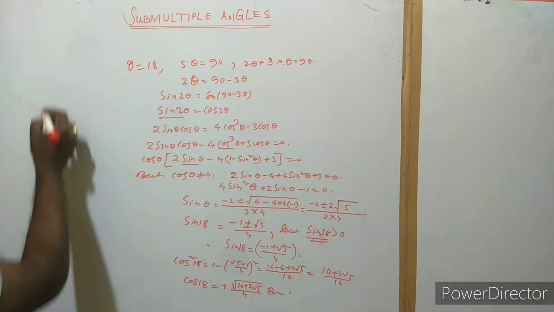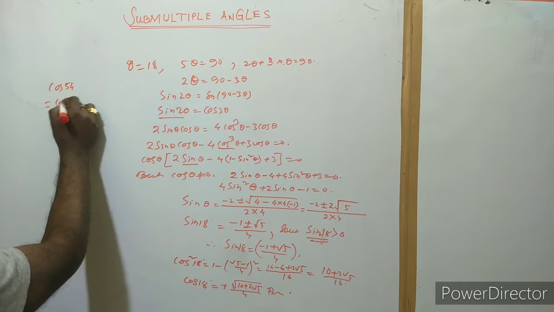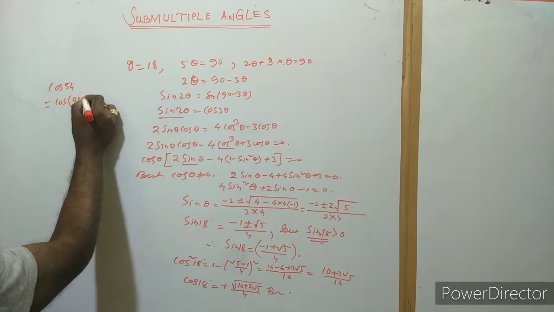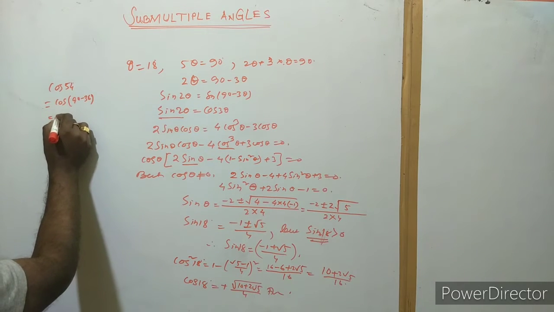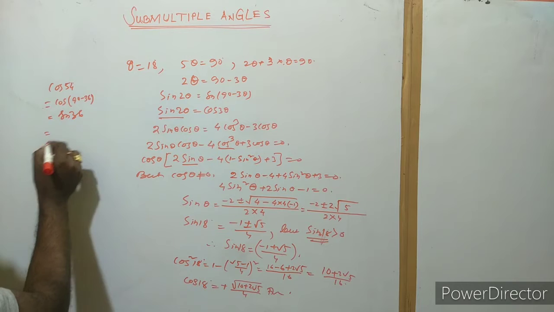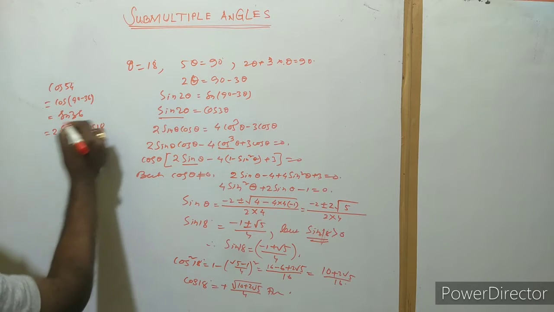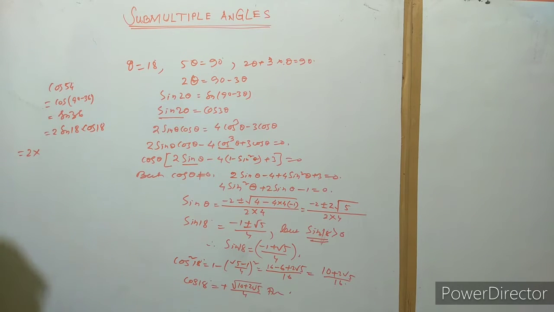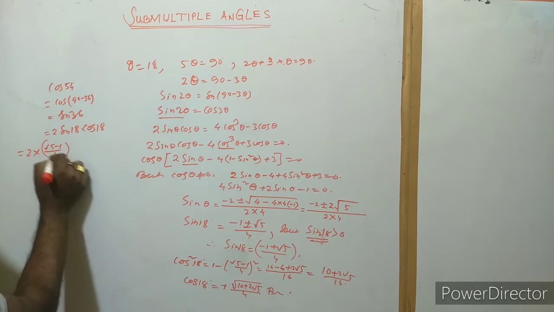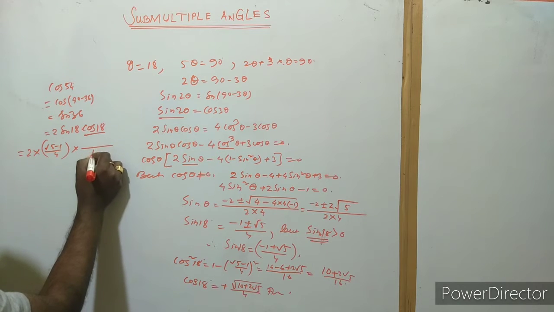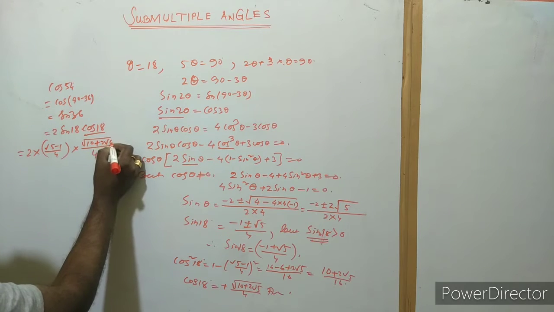And if we want to find cos 54, that is equal to cos of 90 degrees minus 36, which is sine 36. And sine 36 is equal to 2 into sine 18 into cos 18. Now the value of sine 18 is root 5 minus 1 by 4, and for cos 18 it is 1 by 4 into root over 10 plus 2 root 5.